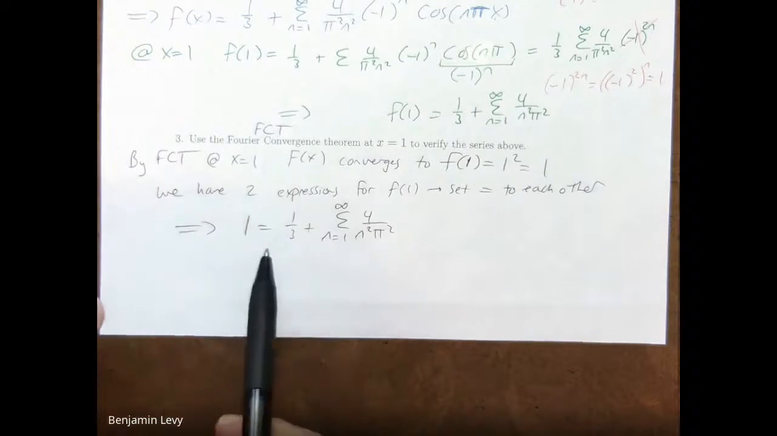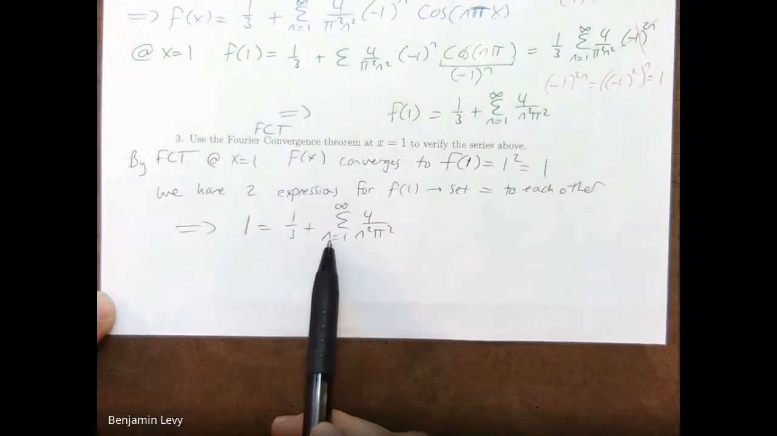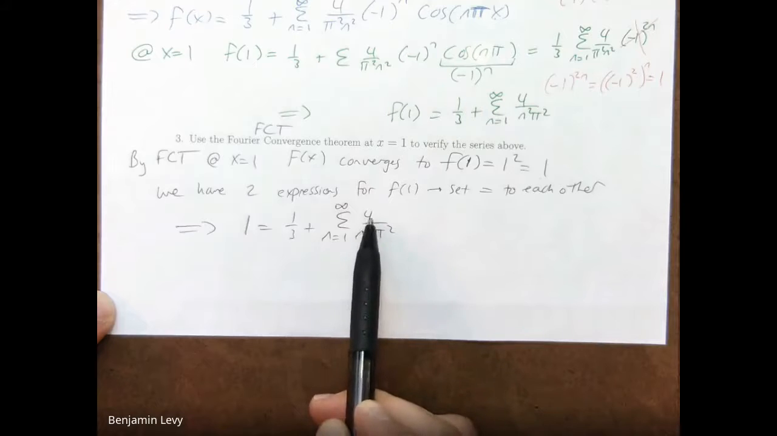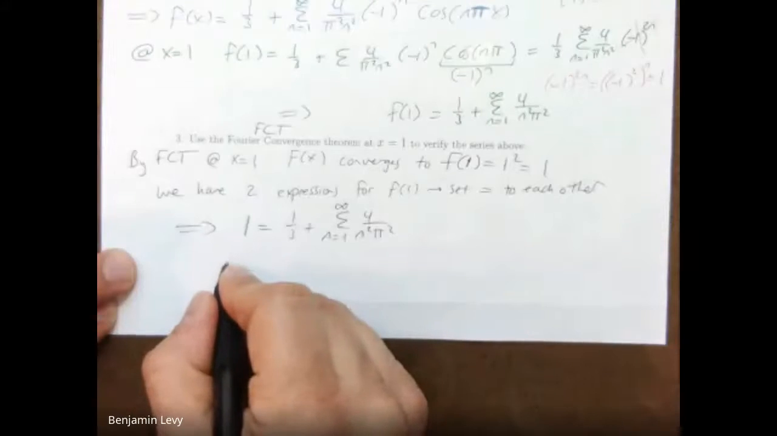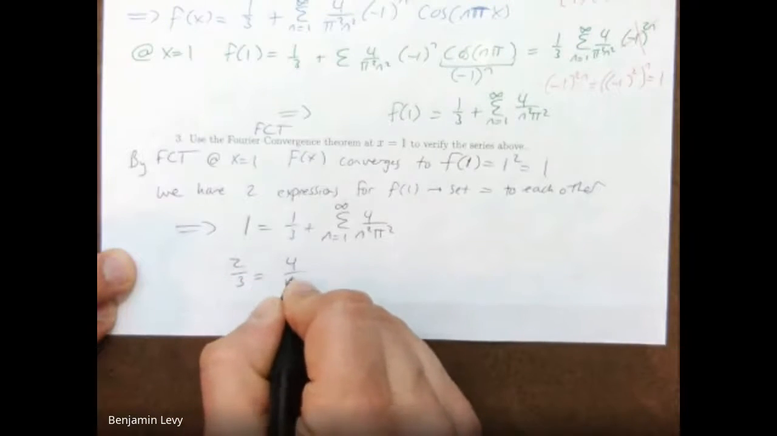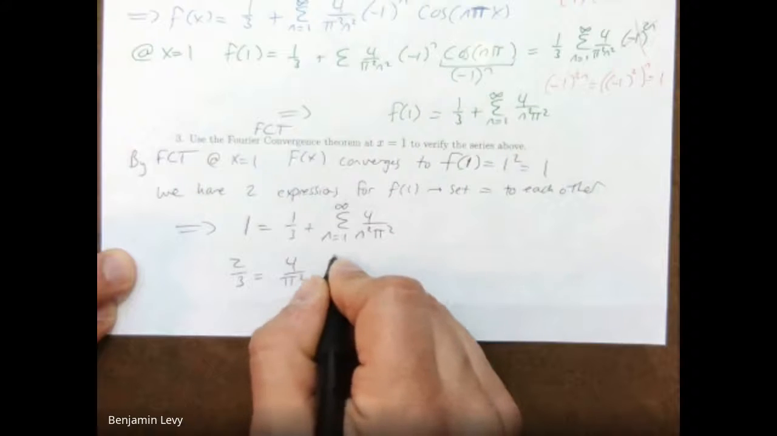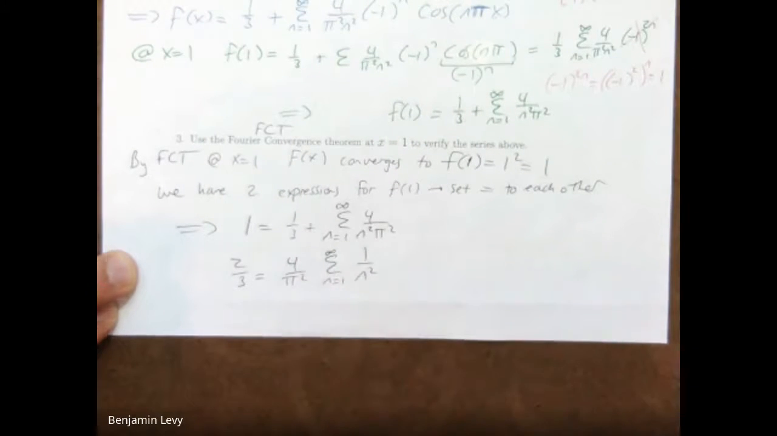So I'm going to subtract the 1/3 over to the left. And then this sum only depends on n, right? So I can pull the 4 and the pi squared in front of the sum. In other words, I'll do this: 2/3 equals 4 over pi squared times the sum of 1 over n squared.